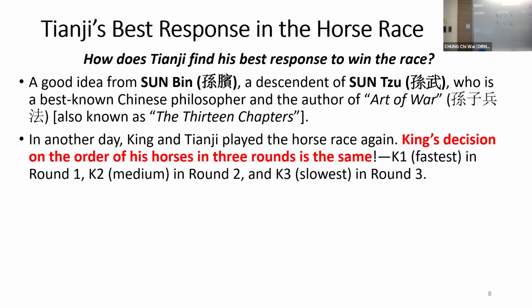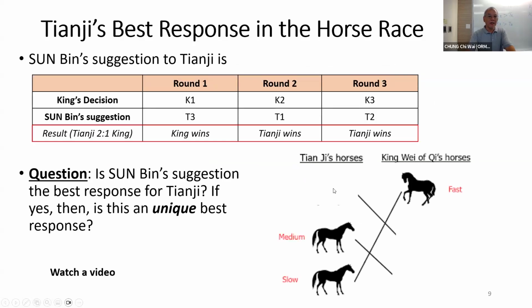But Tenji is taking the advice from Sun Bin and changes the order. So here, this is the order, all right, made by Tenji. Sun Bin suggests in the first round, play T3. And then in the second round, play T1. And the third round, play T2.